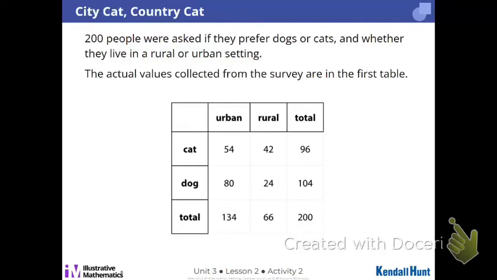So we're just going to talk through these tables real quick. Again, this is our raw data table of the people surveyed: 200 people surveyed, where they live, and do they prefer cats or dogs. That's all this is. On your sheet, you're going to have 3 different relative frequency tables. Just glance at them real quick. You notice all their percentages are different, right?